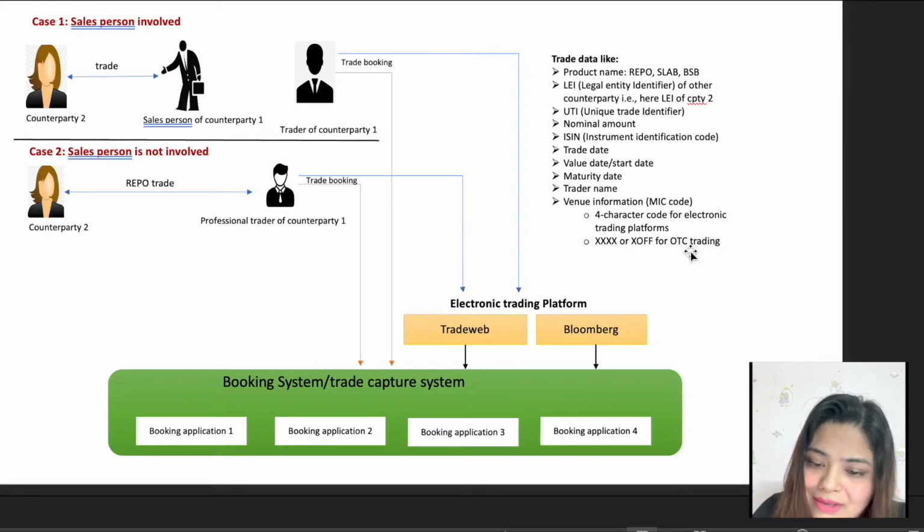So here traders and salespersons can book a trade in the booking system, or they can book these trades on an electronic platform. Same goes with our case too. The only difference is that trades are booked directly by a professional trader without involving a salesperson. So that trader will be responsible for all the inputting of the basic details of the trade within the booking system. So that's all about the trade booking of the SFT products.